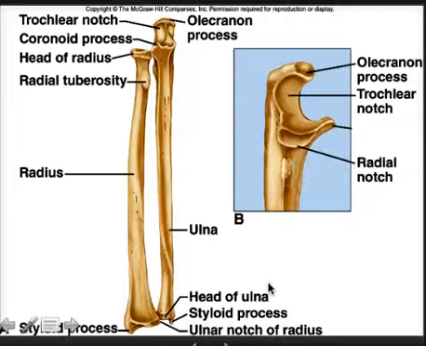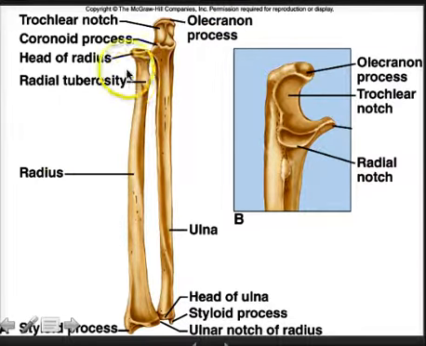The word stylo, from stylus, is an instrument for writing, and eidos is shape or form. So this means that it has a pen or pencil-like structure. Remember, olecranon meant elbow, so this olecranon process will create our elbow.